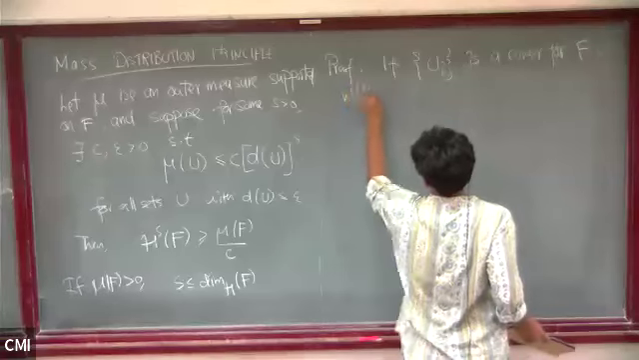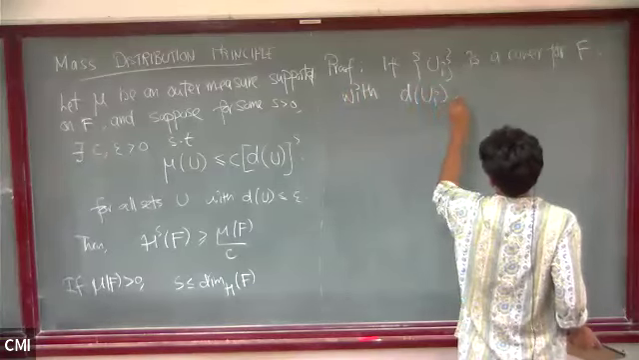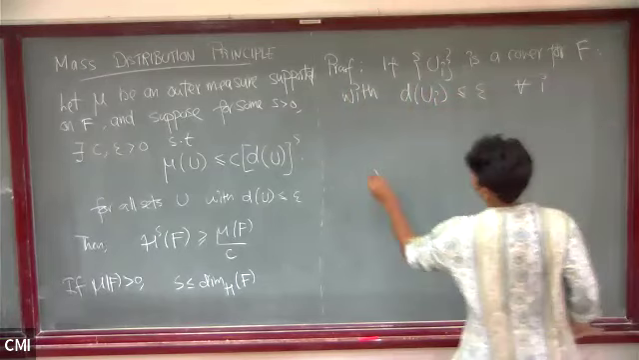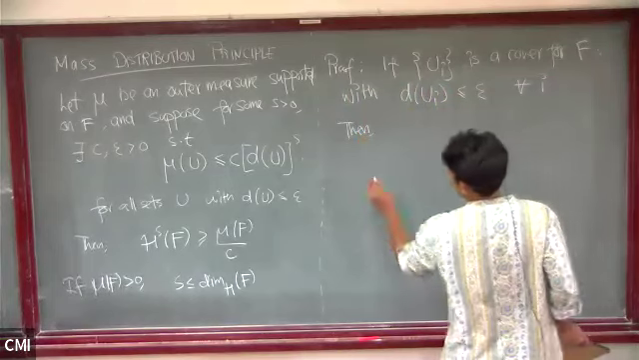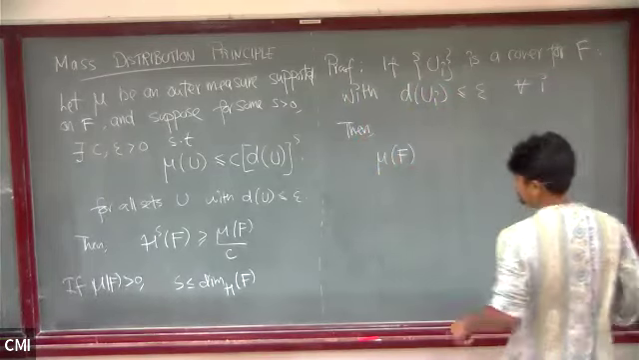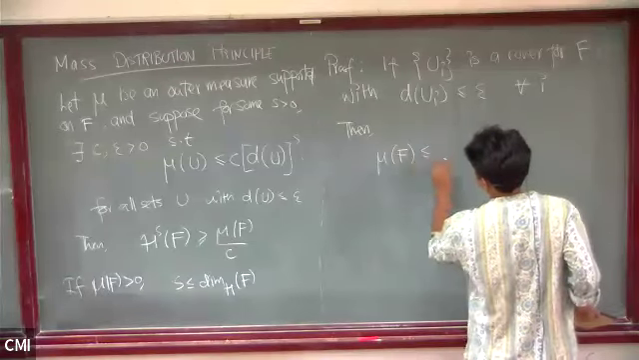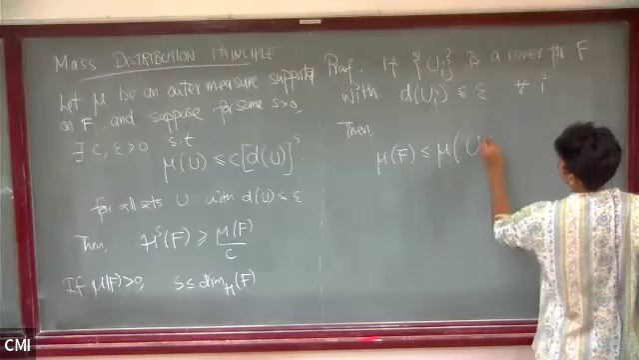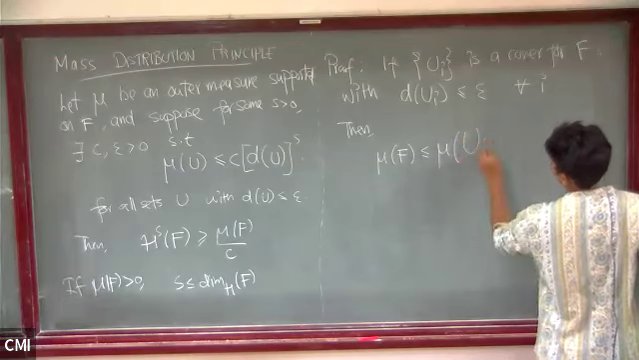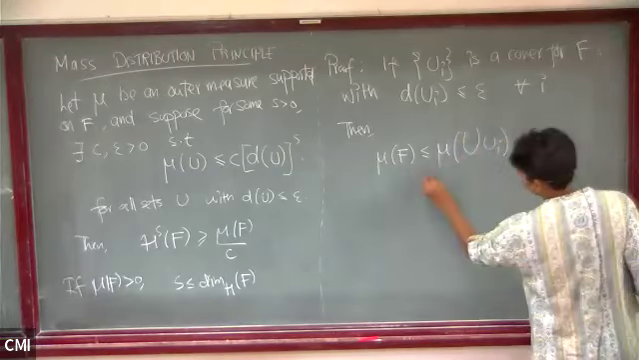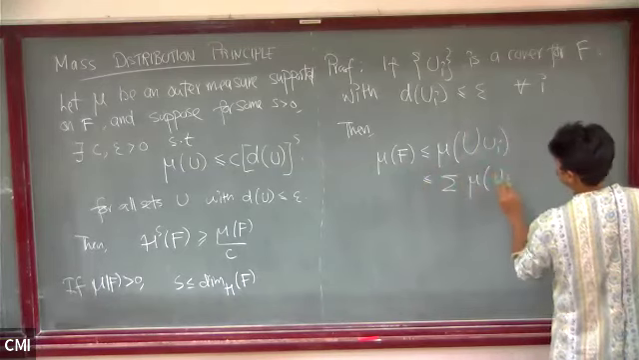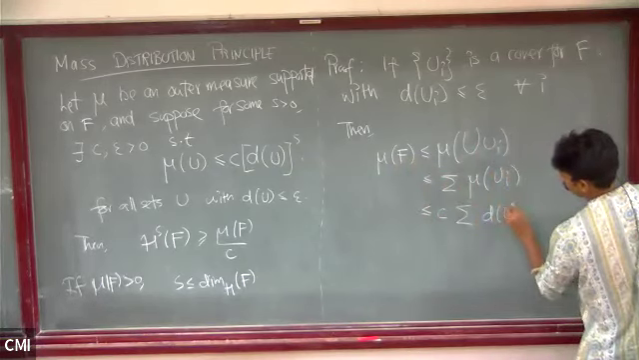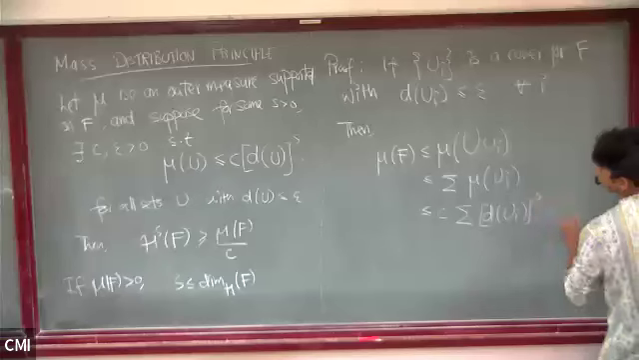With the diameter of U_i being bounded above by epsilon for all i, then mu of F is bounded above by mu of the union of U_i, and that's bounded above by the sum of mu of U_i. And here I just use this inequality.